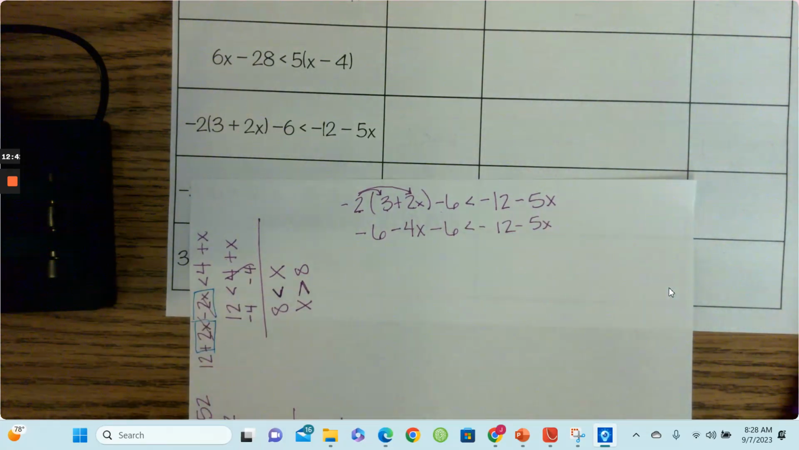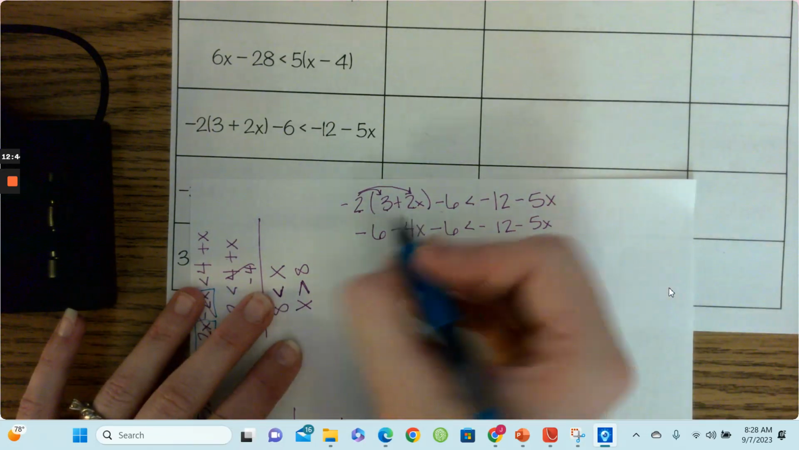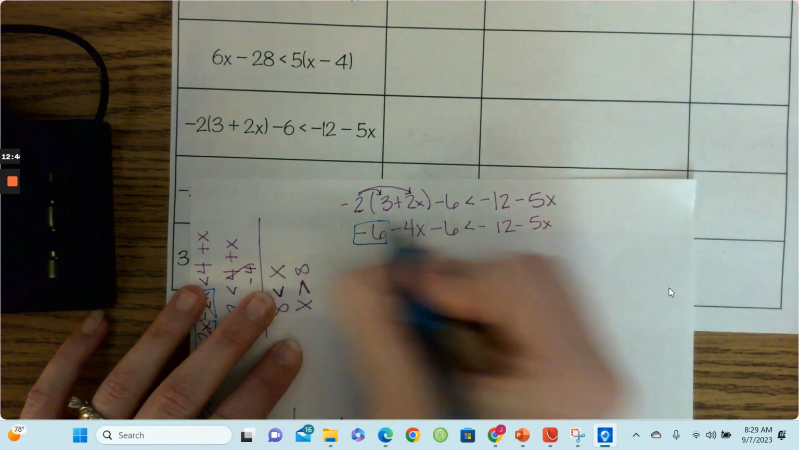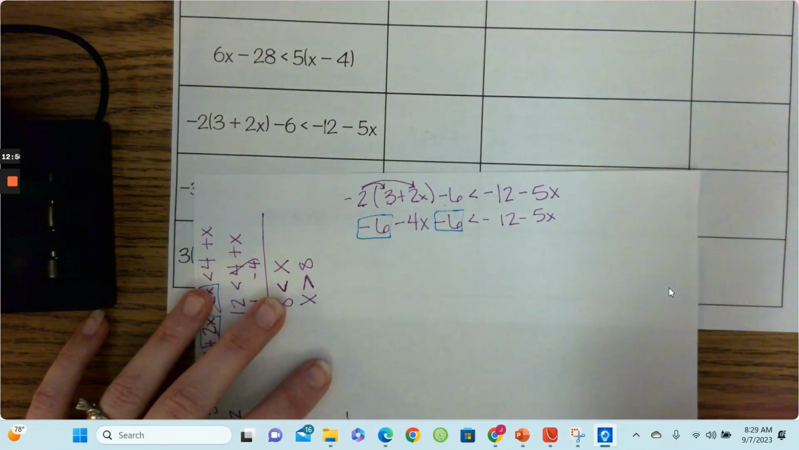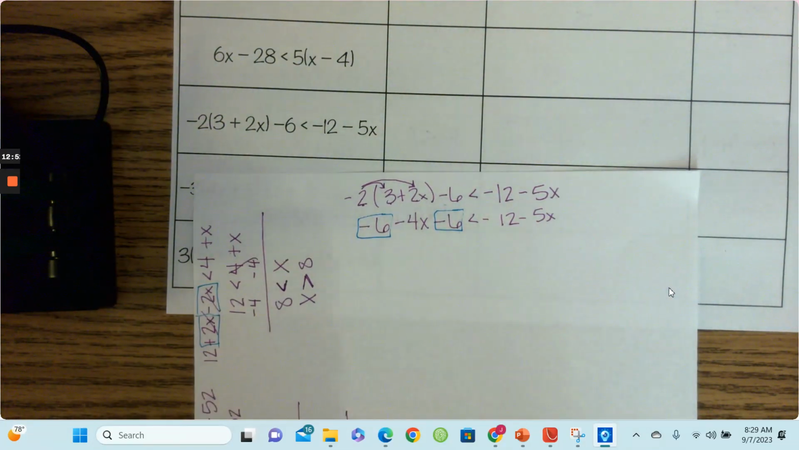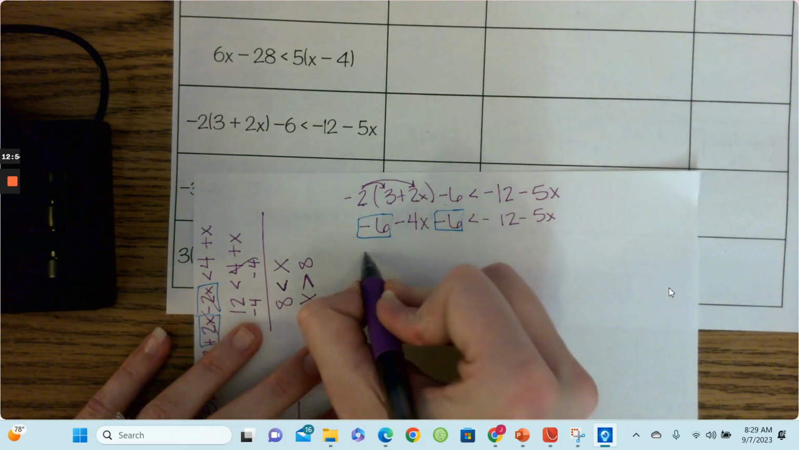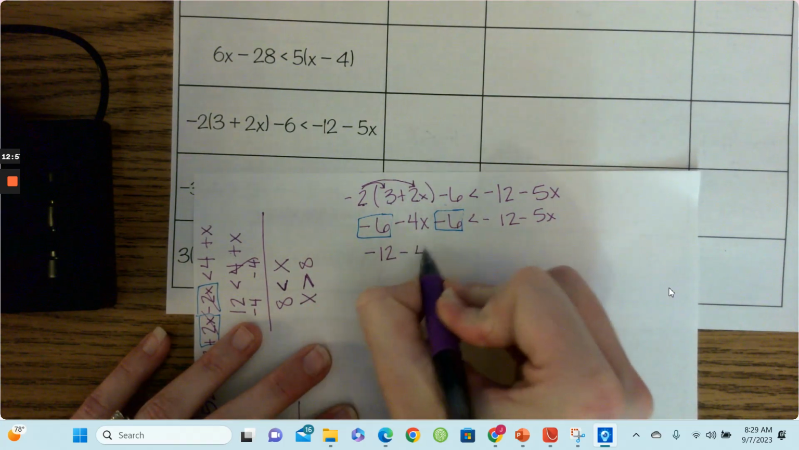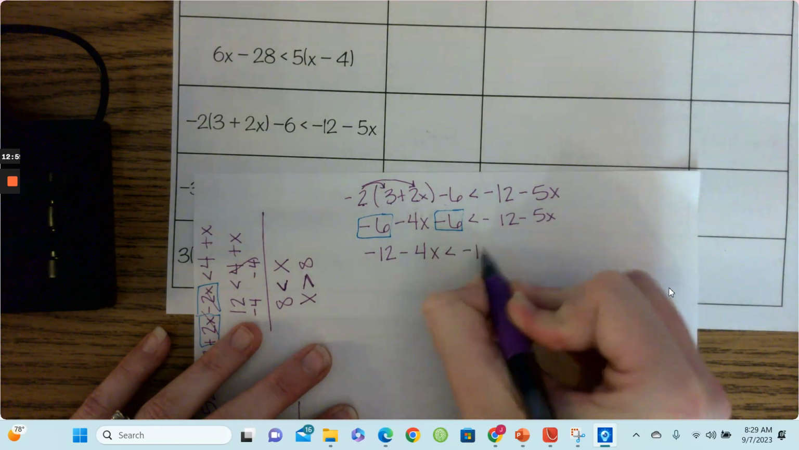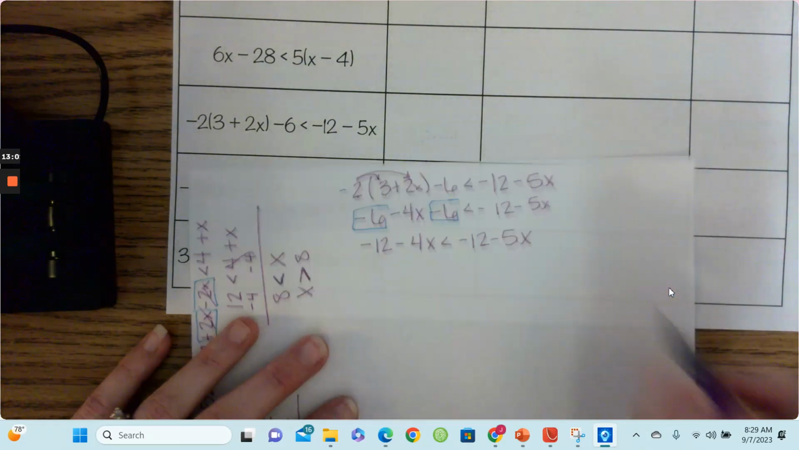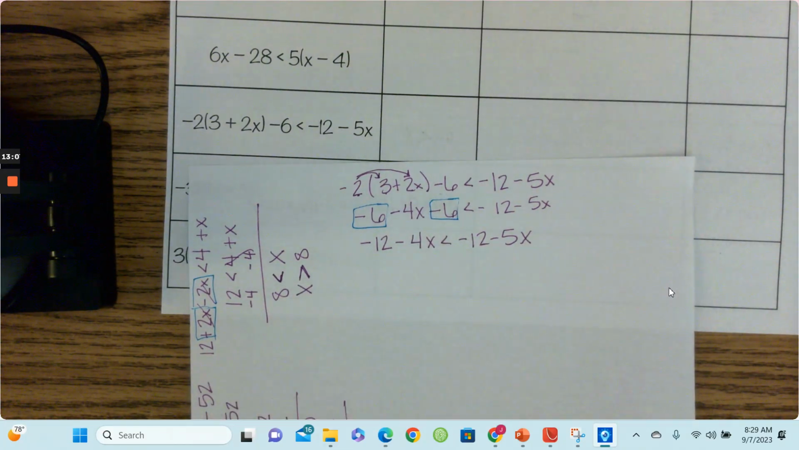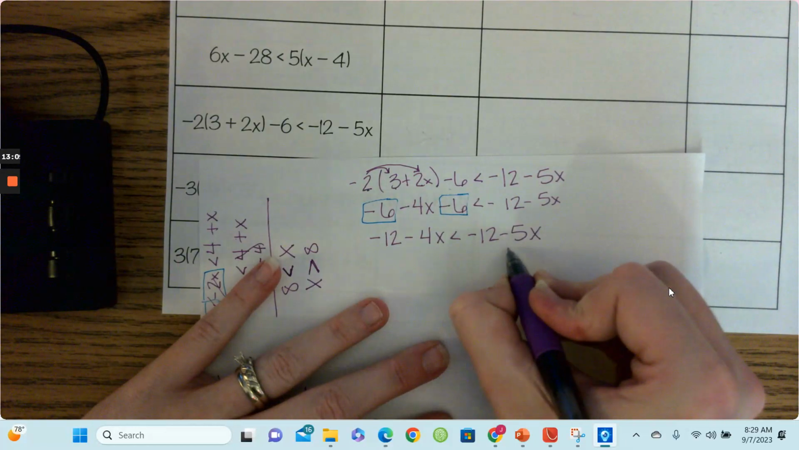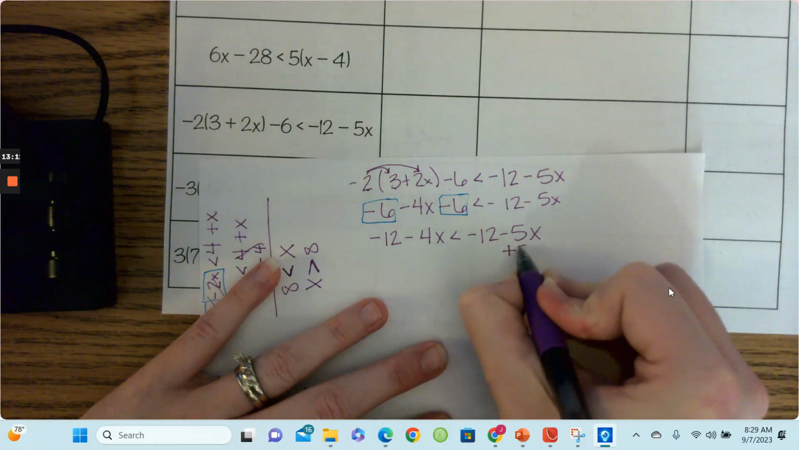All right. Our like terms here are a little bit different. I got 2 plain old numbers here. And so I want to combine those. Negative 6 and a negative 6 makes a negative 12. All right, now we got to move an x. Which x do we want to move? Negative 4x or the negative 5x? Okay. So do the opposite.